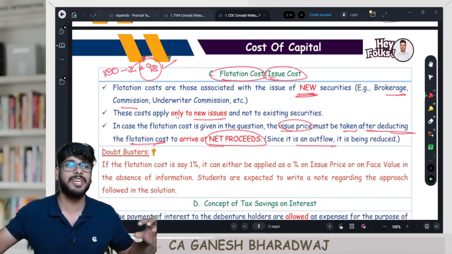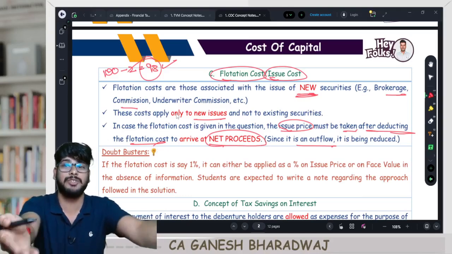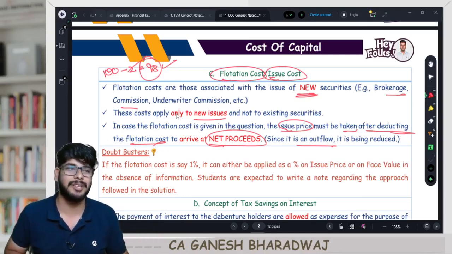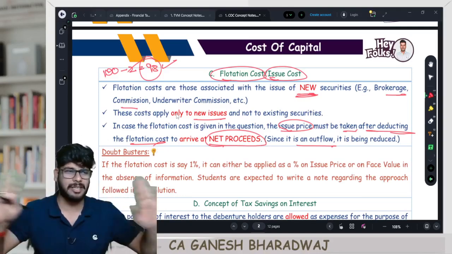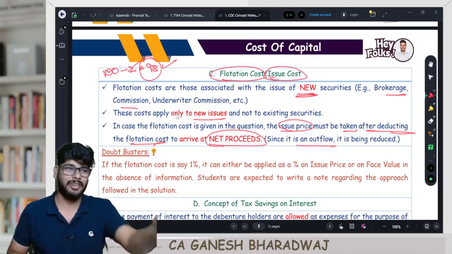Because of that, my cash flow equation will change. So I'm not using the same cash flows which you use, and hence there will be a slight deviation between your calculation and my calculation. Are you able to understand? But as a general thumb rule, if there is no flotation cost, then you are right. Your return is my cost.